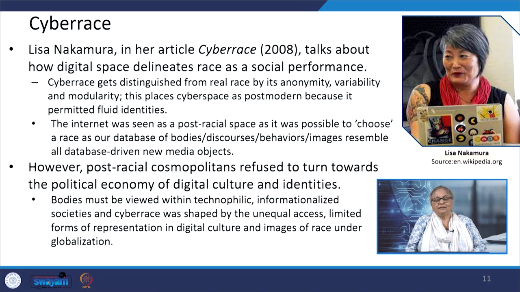Lisa Nakamura, in her 2008 article titled Cyber Race, talks about how digital space delineates race as a social performance. Cyber race gets distinguished from real race by its anonymity, its variability and modularity. And this places cyberspace as postmodern because it permits fluidity of identities. The internet is seen as a post-racial space, as it is possible to choose a race, as our database of bodies, discourses, behaviors, images resemble all database-driven new media objects.